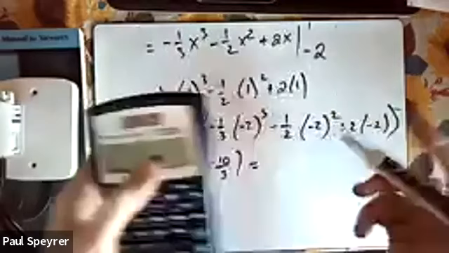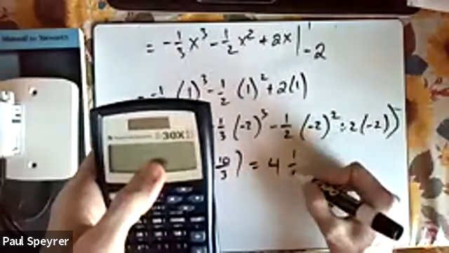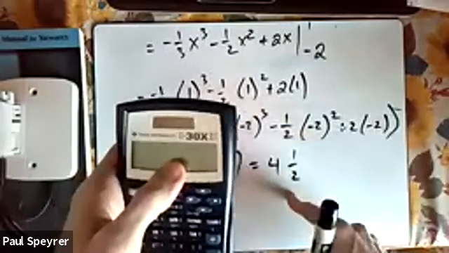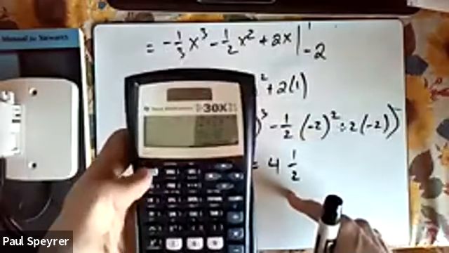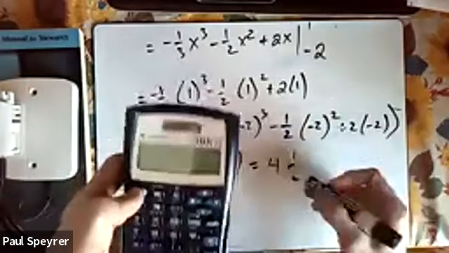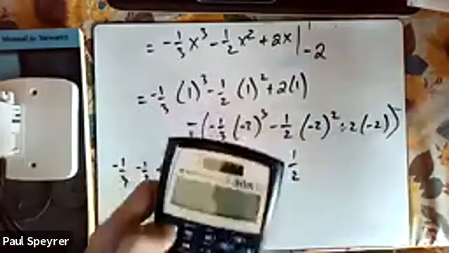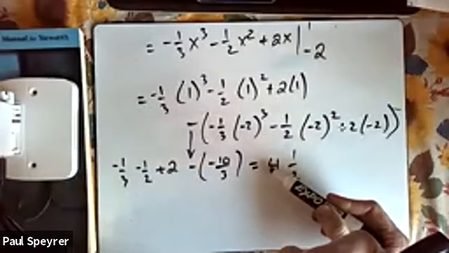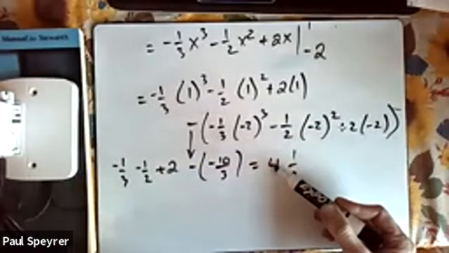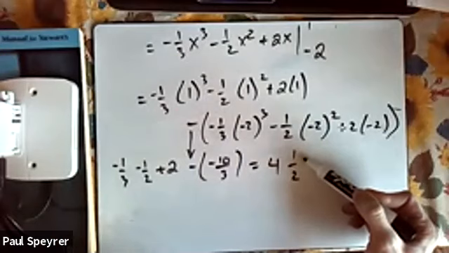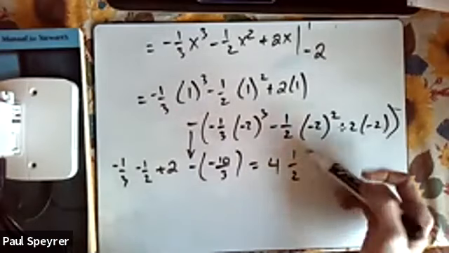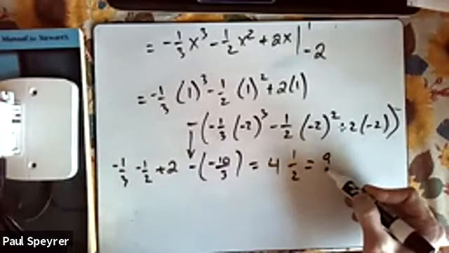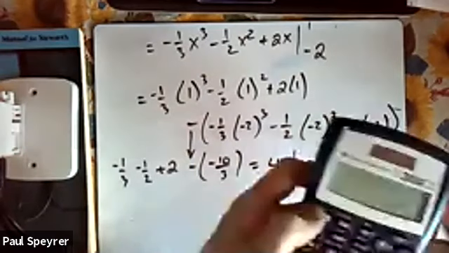So, 4 and 1/2. But we don't want mixed numbers, right? We didn't convert that right there. Well, we could just remember from back when we learned fractions how to convert from mixed to improper. What you do is whole number times denominator plus numerator. 4 times 2 is 8, plus 1 is 9, and the denominator stays the same.